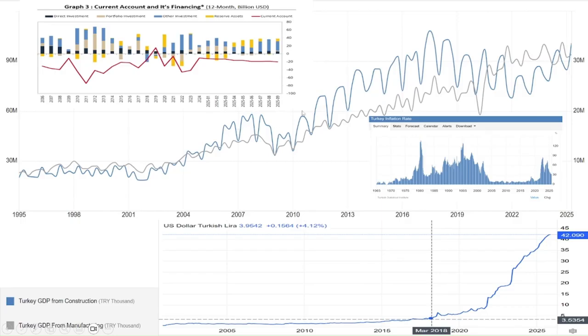The problem is that all this growth and the current account deficit was financed by borrowed foreign currency, and if investors ever lost confidence like they did in 2018 and demand repayment, the currency begins to collapse.